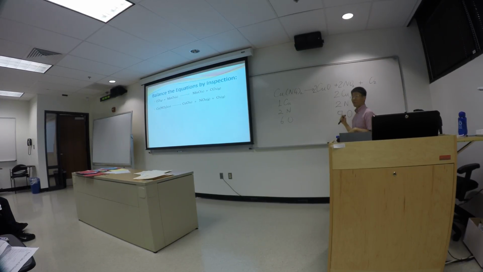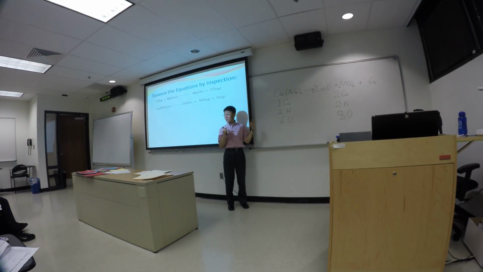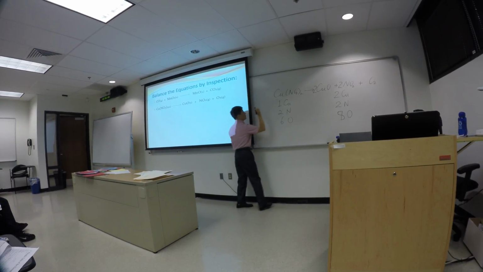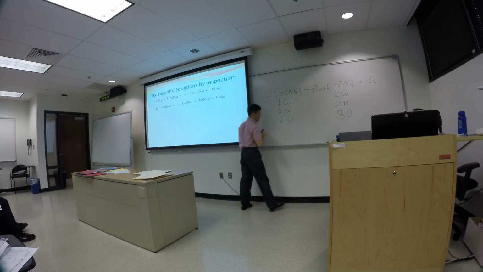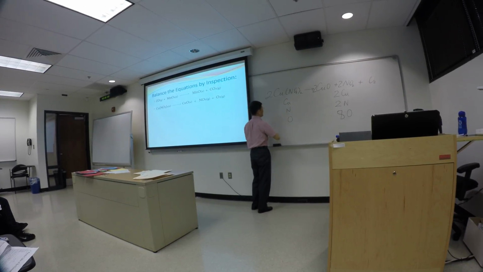Well, we can always balance copper. 2 coppers on the right side, not on the left side now. All we need to do is to put a number in front of copper nitrate to balance copper. What number do we need? 2. We'll put a 2 in there. Okay, that will give you 2 copper.